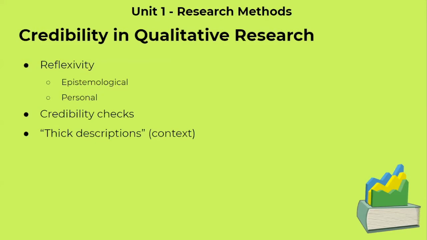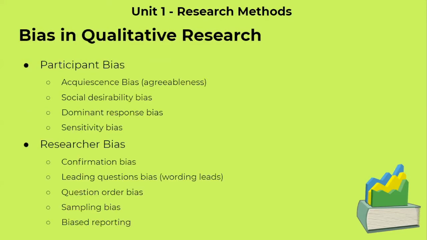or without context and just loose information. So let's get started with bias and qualitative research. So we have two types of bias, participant bias and researcher bias. So remember that qualitative research is textual evidence. So we have to keep that in mind when we're looking at these.